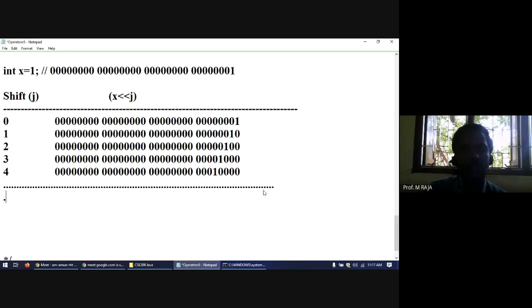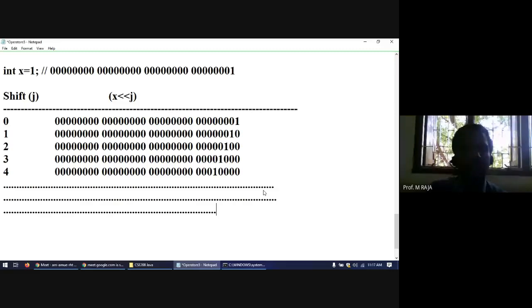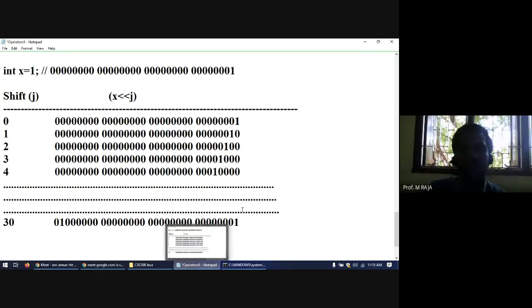During, say, the 20th or 30th shift, what happens? In the 30th shift, what happens? Which bit is set to 1? In the ith shift, the i plus 1 position is set to 1. 30th shift, 31st position. What is the 31st position? This one, am I right? All other bits are set to 0.